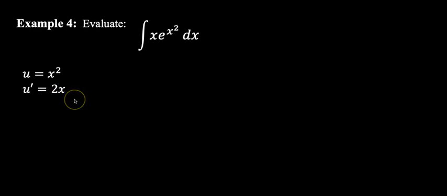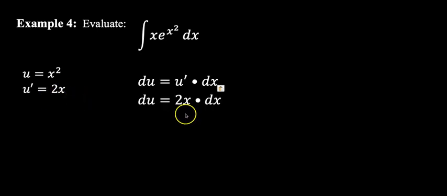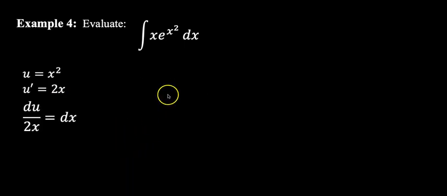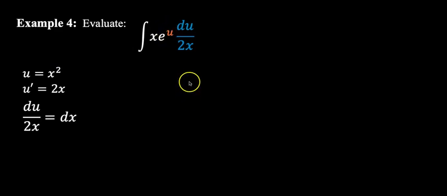Let's make the substitution and see if it's going to work. du equals 2x times dx. Let's solve this for dx. Now let's make our substitutions. First, dx equals du over 2x. Then u equals x squared, which is right here, so this becomes u. Now what can we simplify? Well, we see these x's, they cancel, leaving us with this.